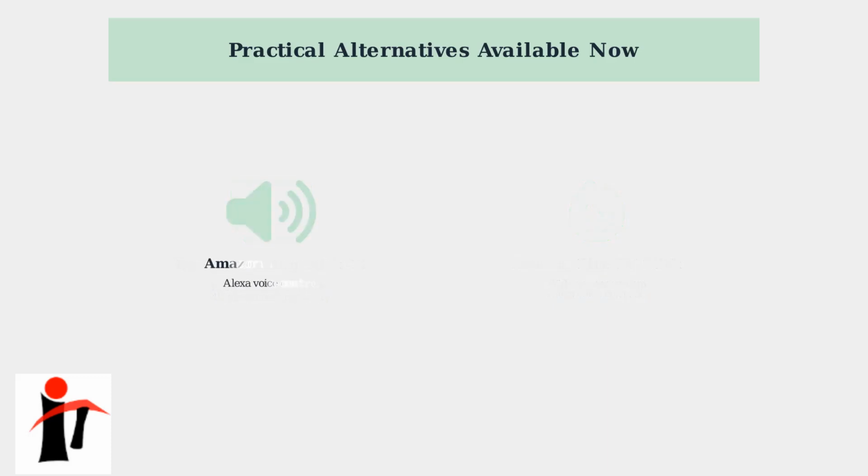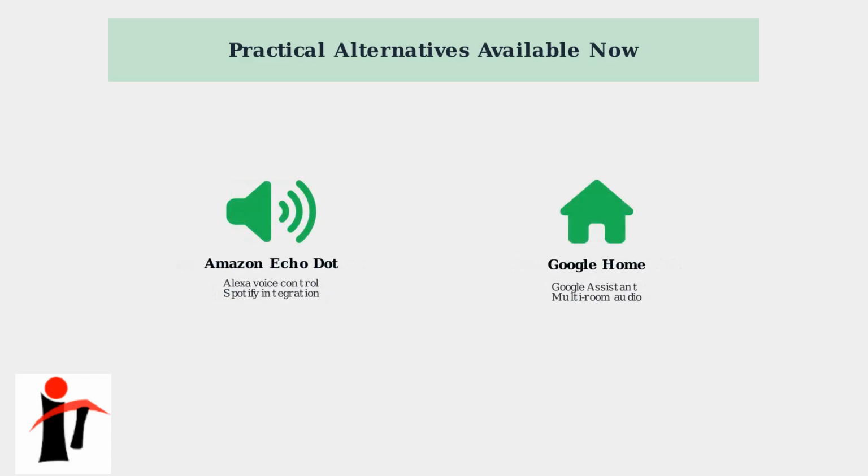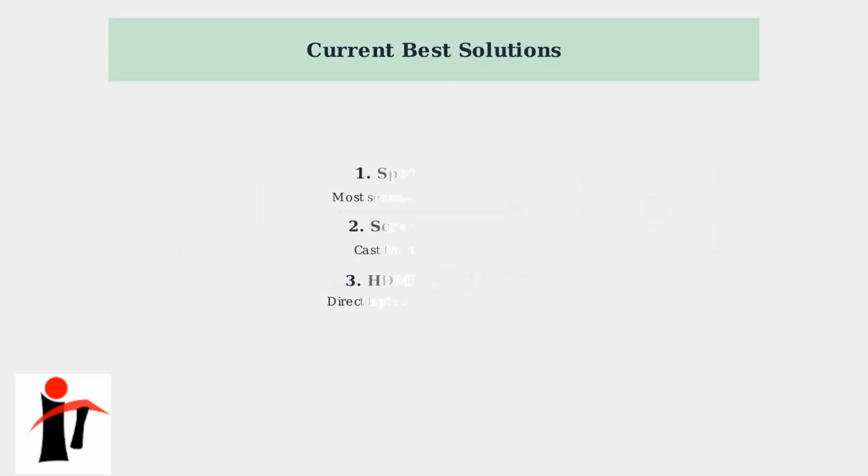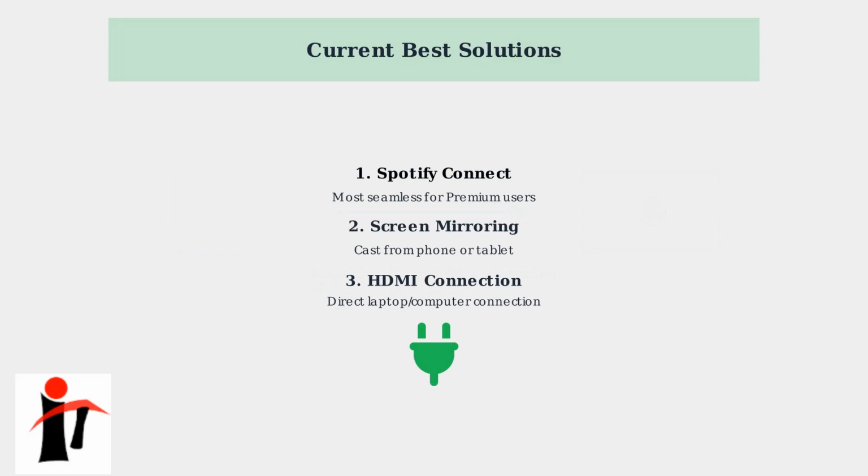Smart speakers provide another excellent solution, offering voice-controlled music playback that integrates seamlessly with your existing setup. For long-term solutions, consider evaluating TV providers with broader app ecosystems or upgrading to a smart TV with built-in Spotify support. Currently, Spotify Connect remains the most seamless option for premium users, while screen mirroring and HDMI connections provide reliable alternatives for enjoying Spotify on your EETV.